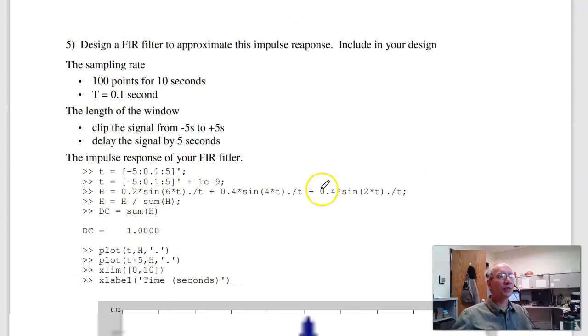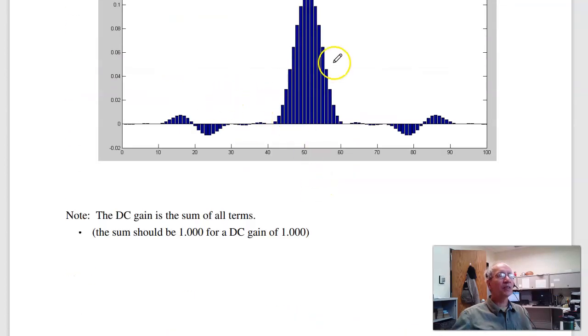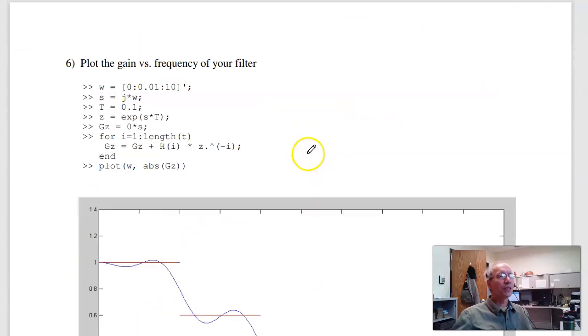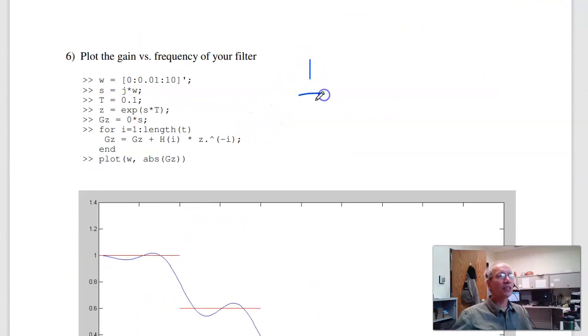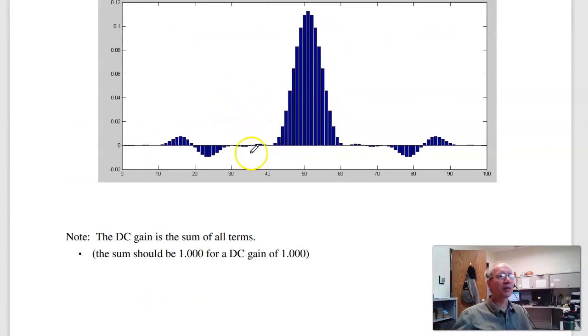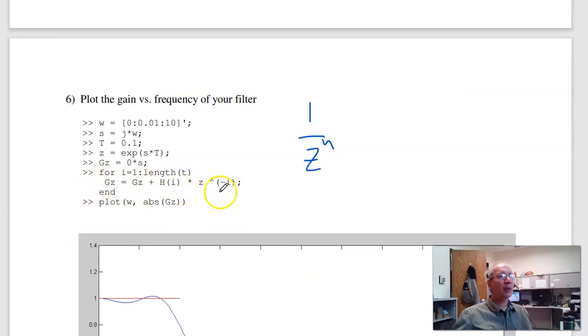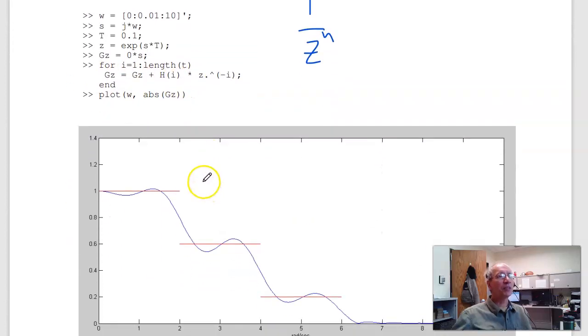To check my answer, I can find the frequency response of this filter. To do that, I just sum up 1 over z to the n. Again, z is e to the st. 1 over z to the n, or in this case I, is 1 over z to the I times my weighting in my filter, my impulse response, this guy right here. Add them all up, and that's my gain versus frequency.